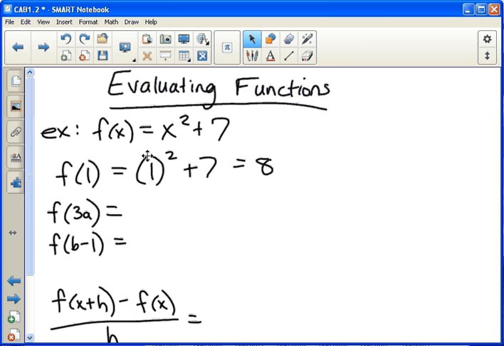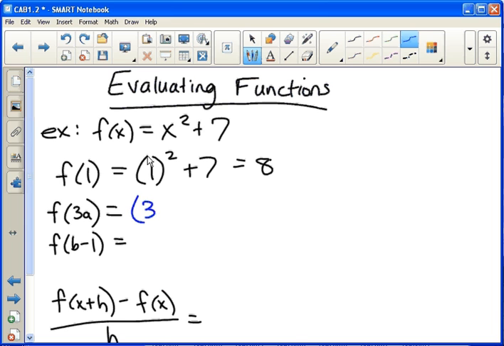Okay, next we have 3a in the parentheses, but the process is the same. We plug in 3a for x. Make sure you square the entire thing because you're replacing x with 3a. So x is getting squared, so 3a, the whole thing, gets squared as well. You get 9a squared plus 7.